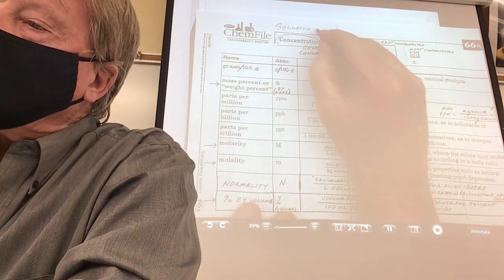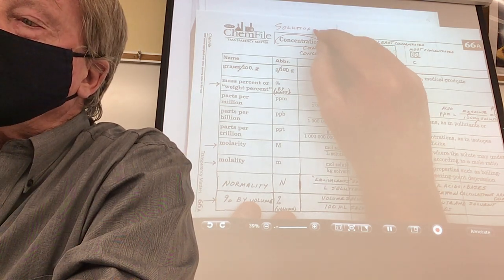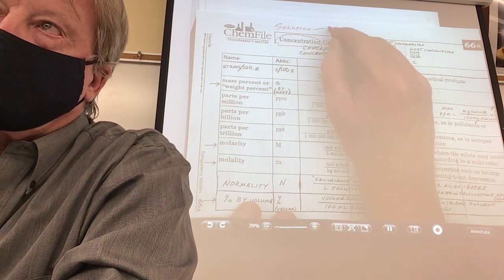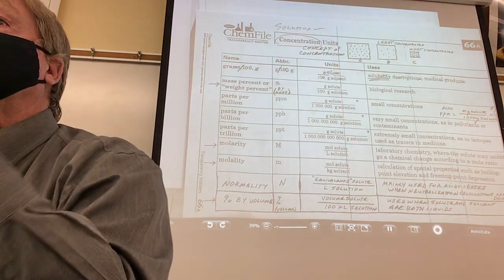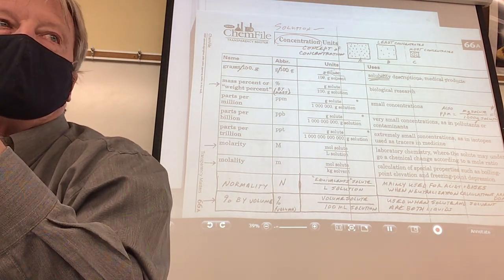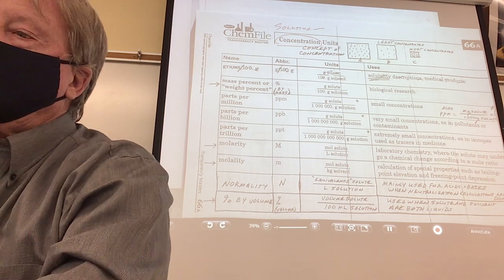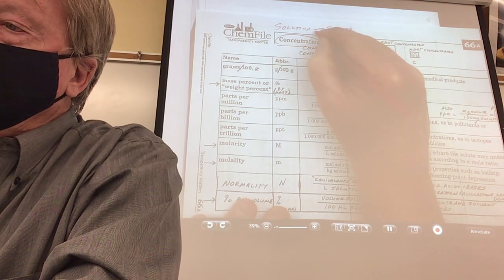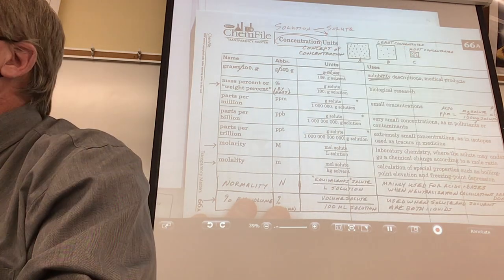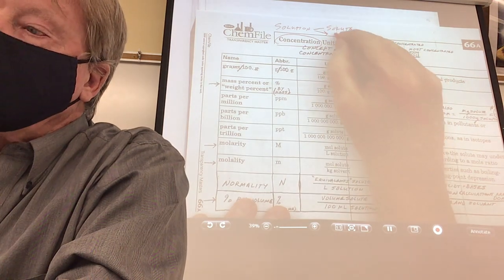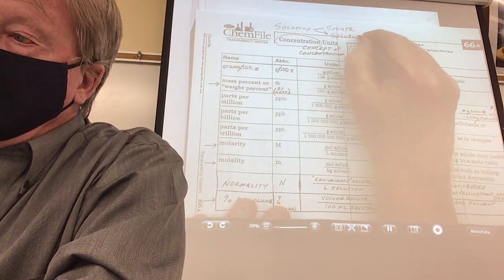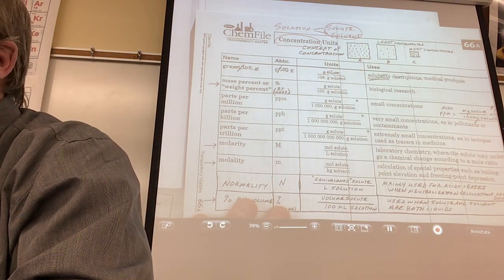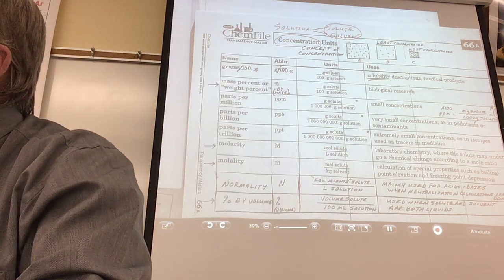Now, do you know, what do you call the stuff that gets dissolved? If I put a little bit of salt in a lot of water, and I make salt water, what would you call the salt? Solute. And what would you call the stuff that does the dissolving? What is it? Solvent. And what do you call it when solute and solvent come together? You put them together. It's a solution, isn't it?